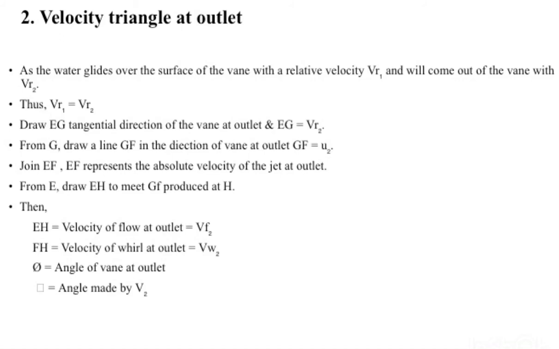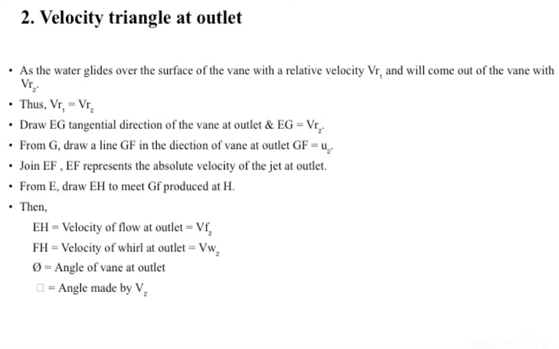Now as the water is gliding over the surface of the vane, we have relative velocity VR1, and that velocity will come out of the vane with another relative velocity, that is VR2. Therefore your relative velocities at inlet and at outlet will be equal. Now here you have to draw EG, which is tangential to the vane at outlet, and this EG is nothing but your relative velocity, that is VR2.